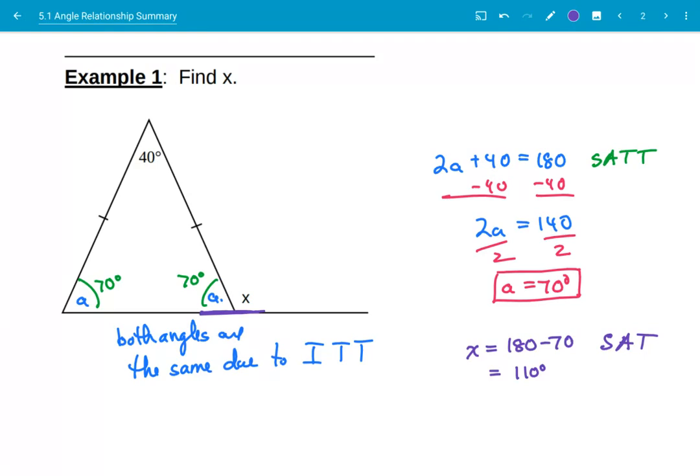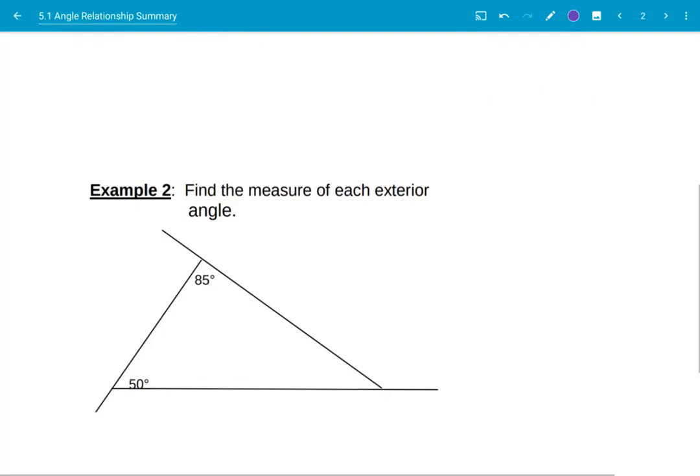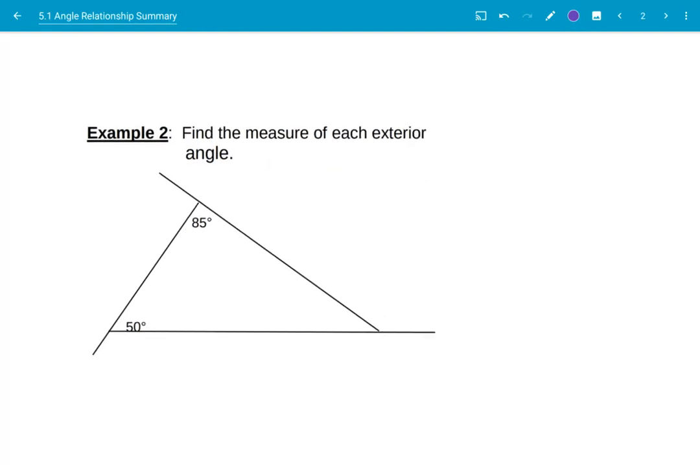Okay, going on to example 2. Pause the video and copy the diagram. Okay, to make it easy, I'm just going to name these A, B, and C like that. A is equal to 180 minus 85. What's the reason for that? Well, there's a straight line. That means there's supplementary angles, and A is 95 degrees.